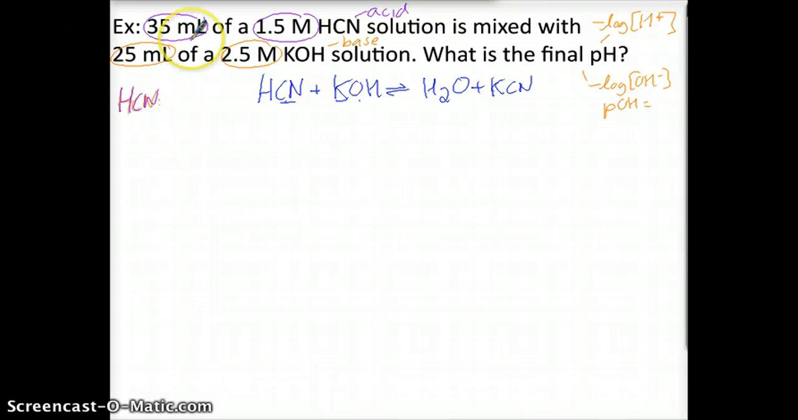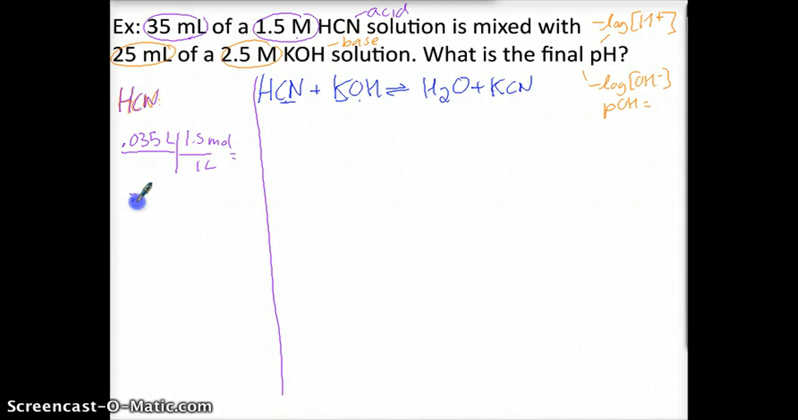Volume is 35 milliliters, molarity is moles per liter. So I got to convert this into liters. Divide by 1,000. So I have 0.035 liters. To convert to moles, I know it's 1.5 mole in 1 liter. That's from over here. So that's going to be equal to, if I do the math, 0.052 moles of H plus.